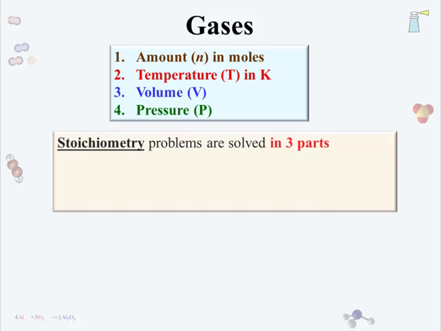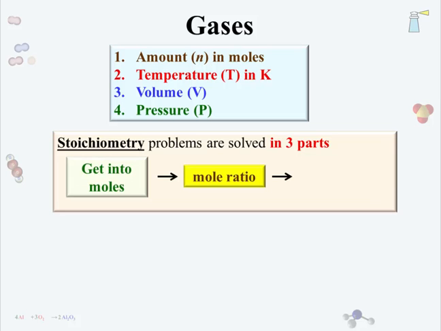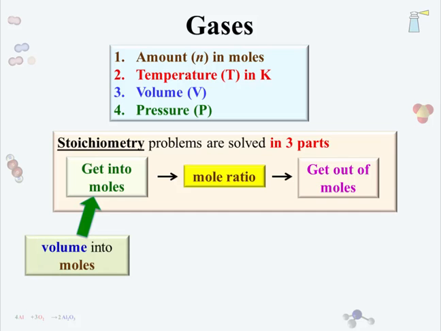Gas stoichiometry is no different than stoichiometry involving other states of matter. Problems are solved the same way. Get into moles, mole ratio, and then get out of moles. What differs with gas stoichiometry is that getting into moles is often from volume, and getting out of moles is often into volume. We will consider entry and exit from moles from two perspectives.